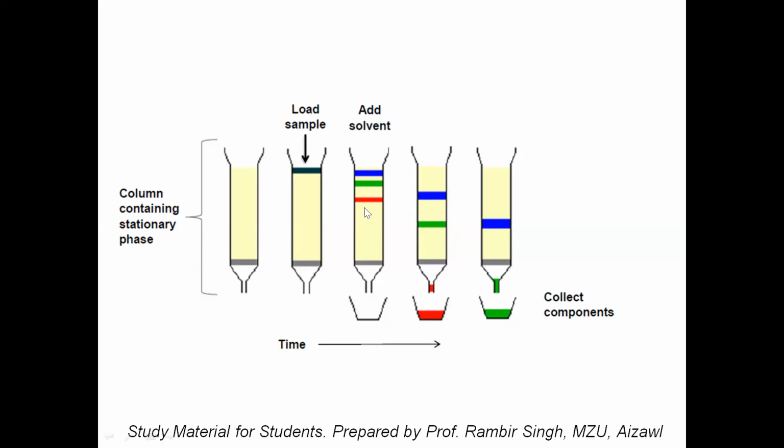You can see the screen, and there are three colors of components of a mixture. Which colors can you see? Yes, sir, the blue, green, and red one. Now tell me which one is moving fast and which one is moving slowest. Sir, the red one is moving fastest because it has the lowest absorption potential.